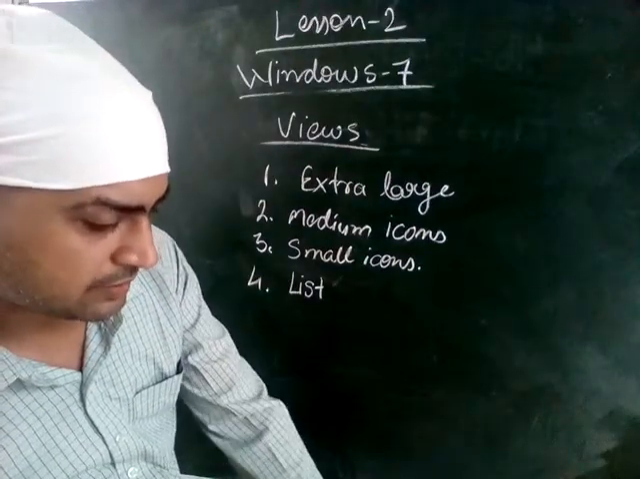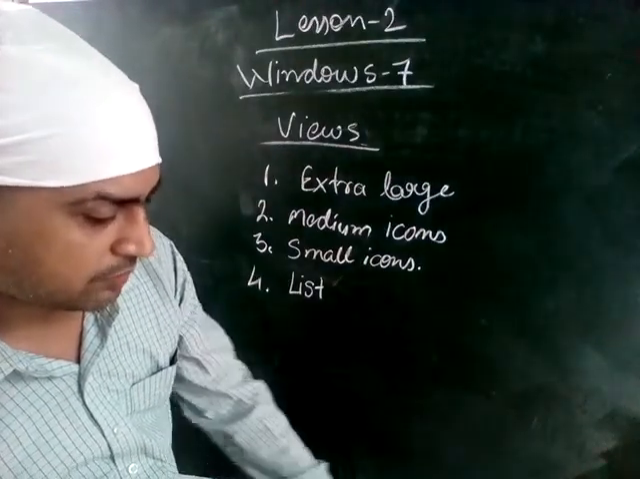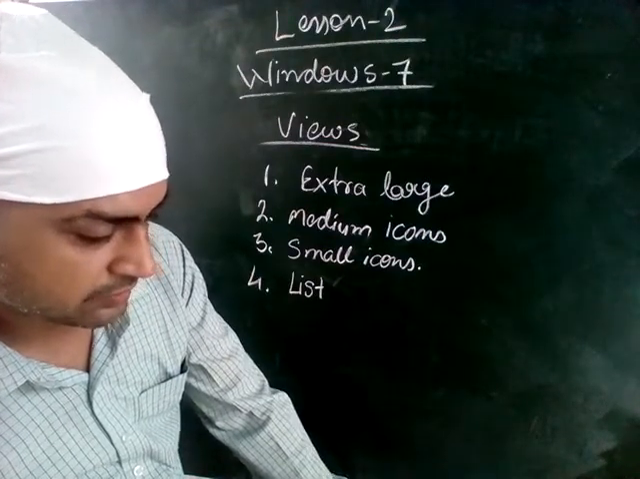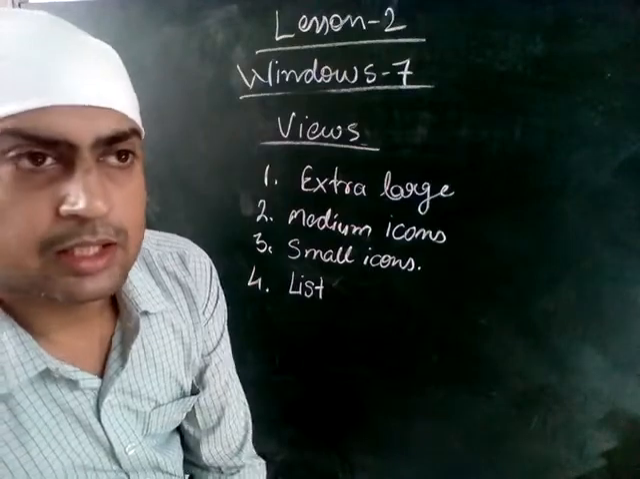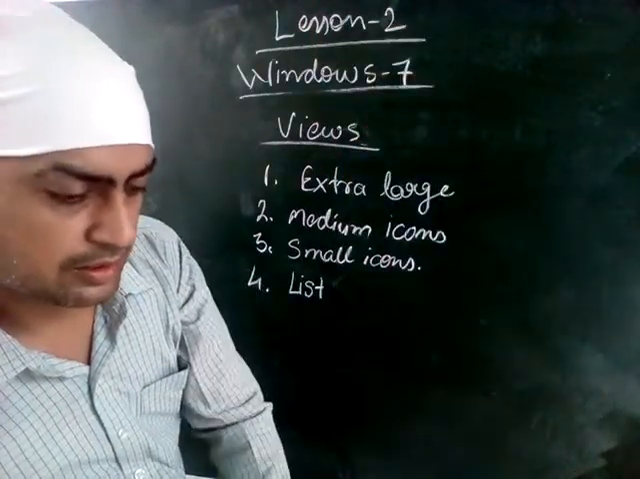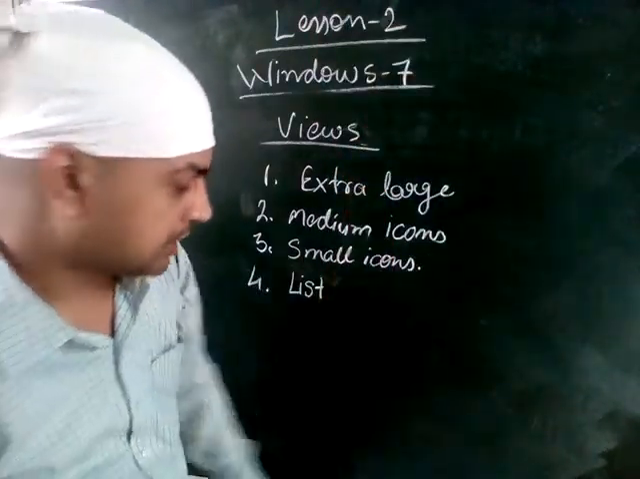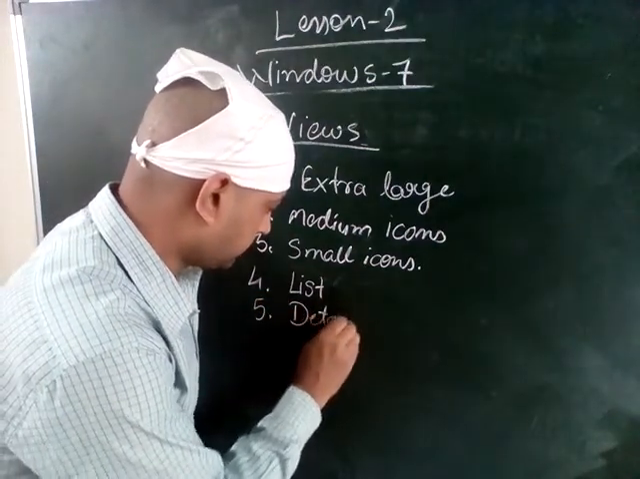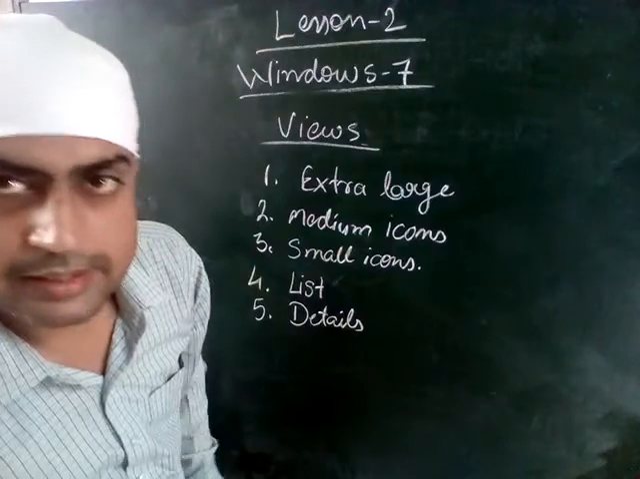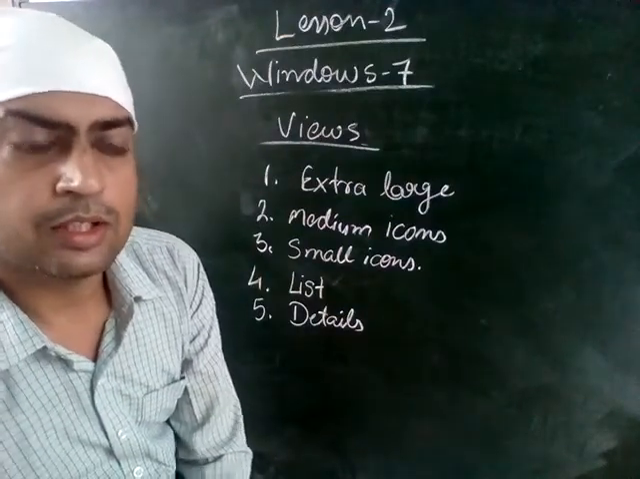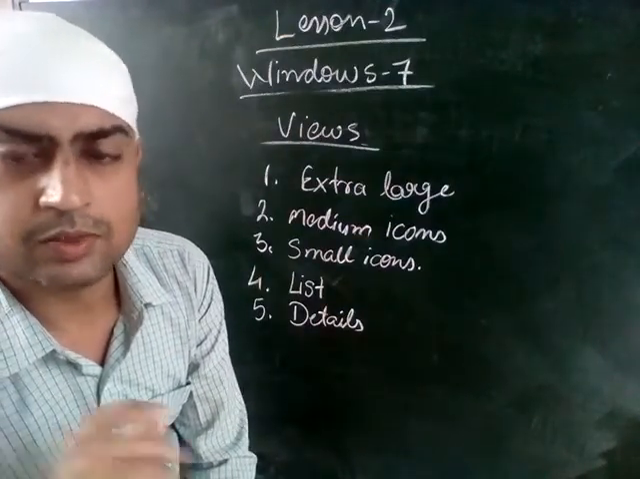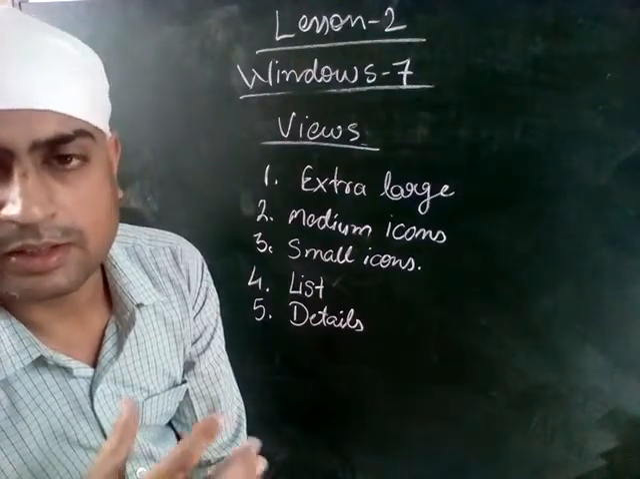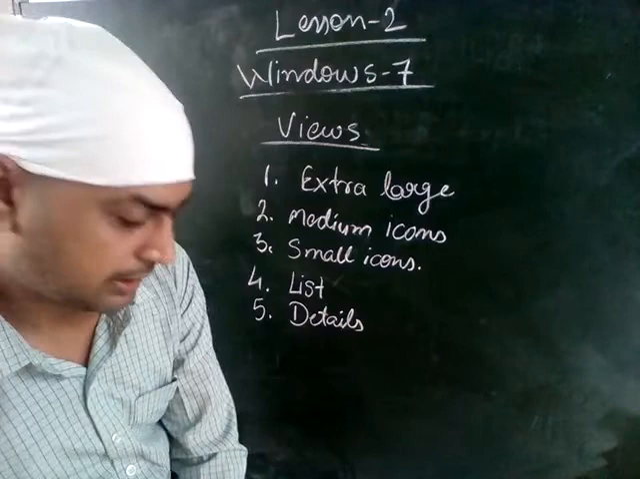And in this, what is the main thing? Your folder will contain files, and you want to scan the list for the file names, means it will show you the name of the files that are present in your computer. Next is details. Details means it will show all the memories, size, what is the size of that folder, what type of file you have contained in it, everything will be shown in this format, details.